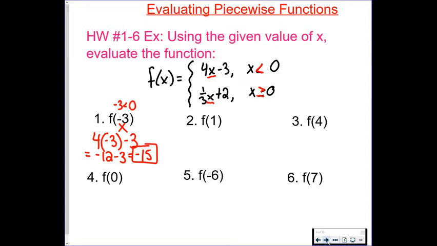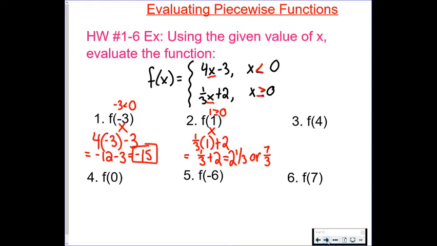Let's go ahead and do number 2. 1 is my x value. Is 1 less than 0 or greater than or equal to 0? Right, 1 is greater than or equal to 0, so I'm going to plug it into that function. 1/3 times 1 plus 2. And simplified, 1/3 times 1 is 1/3, plus 2. You could write that 2 and 1/3, or you could leave it as an improper fraction, 7/3. Please don't put a decimal though, just leave it as a fraction.